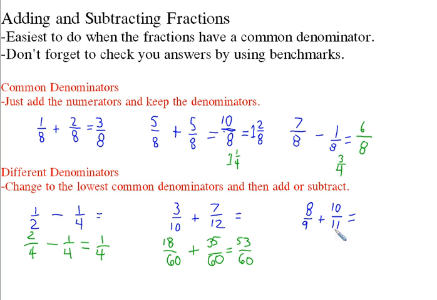8/9 and 10/11. In this case here, what's the lowest common denominator? There's a trick here, because if you look here, this is a prime number, so you know nothing goes into it but itself and 1. So you know that, well, 11 doesn't go into 9, and so it has to be 99 is going to be the least common multiple.